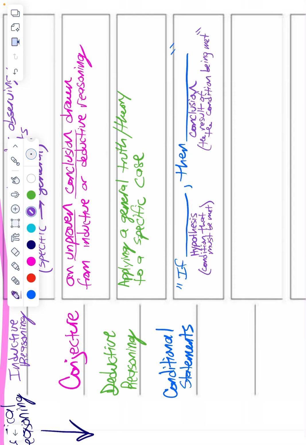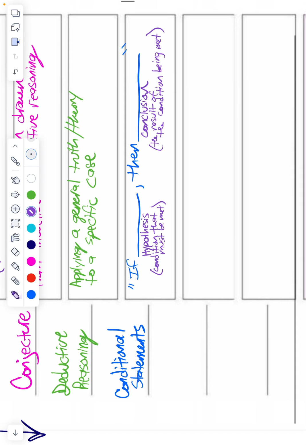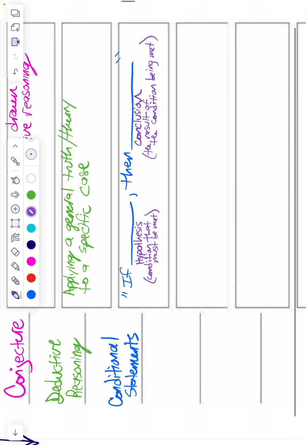So, you've all heard this for sure, lots and lots in your life. Parents are famous for using conditionals. Give me an example. If you, then you. What could you fill in the blanks with that?